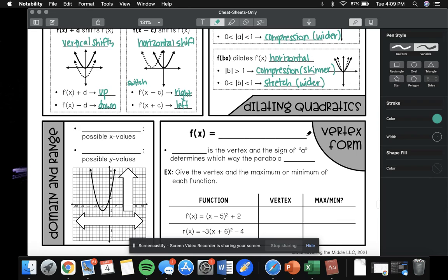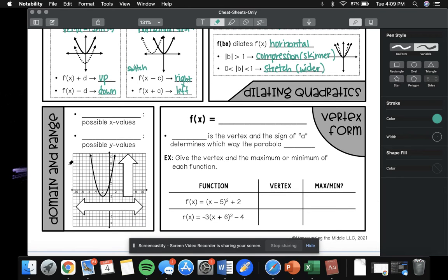Okay, then we have domain and range. So our domain are all our possible x values, and range are all of our possible y values. So looking at a graph, our domain for quadratics are all real numbers most all the times, unless we have different endpoints. And then our range, I'll write it kind of like this. We have to look at the y coordinate of our vertex.